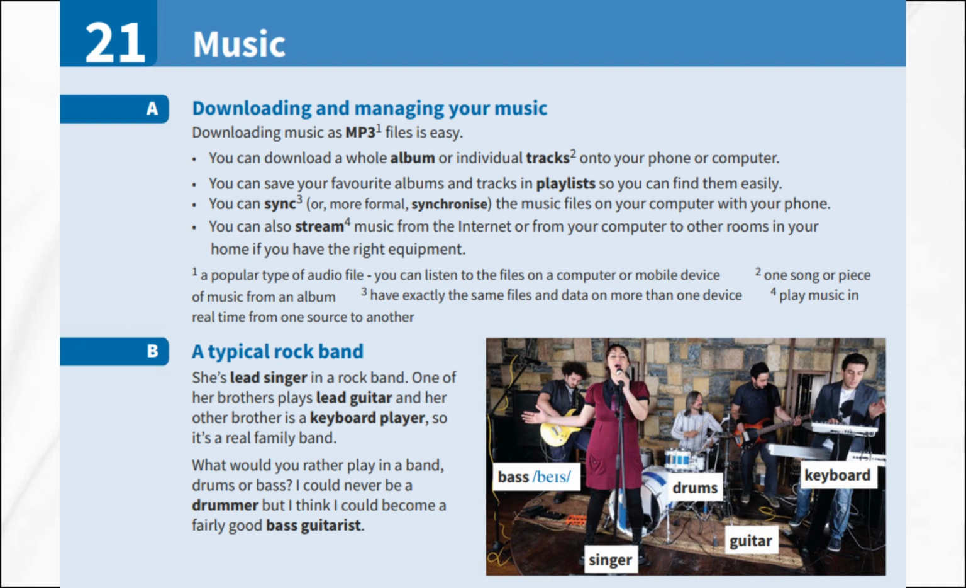A typical rock band. Now, let us look at a typical rock band. She is the lead singer in a rock band, that is the main vocalist. One of her brothers plays lead guitar, he plays the main melody, and her other brother is a keyboard player. So, it is a real family band. What would you rather play in a band, drums or bass guitar? I could never be a drummer. That is someone who plays the drums, but I think I could become a fairly good bass guitarist. So, everyone has their own preference.